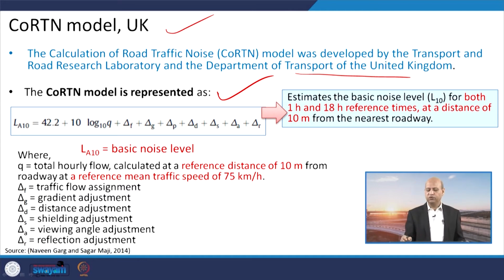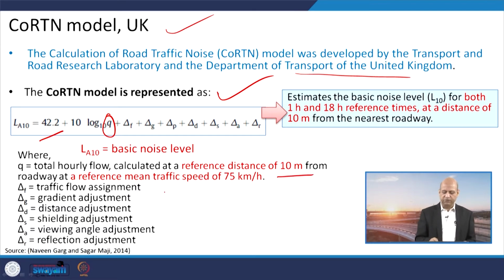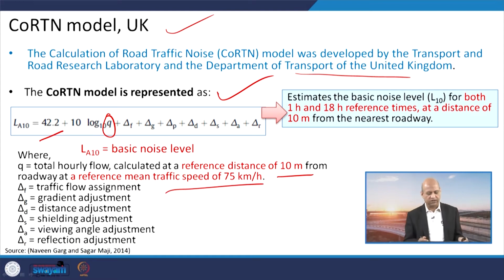In this basic noise level, that is L10 for both 1 hour and 18 hour reference times at a distance of 10 meter from the nearest roadway, that is estimated, and these empirical values are there. Okay, you can see small q is total hourly flow calculated at a reference distance of 10 meter from roadway at a reference mean traffic speed of 75 kilometer per hour. So, those kind of values are there.